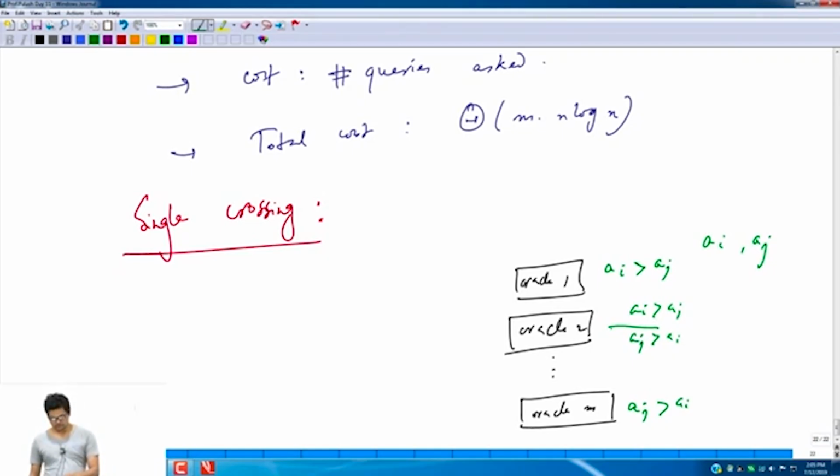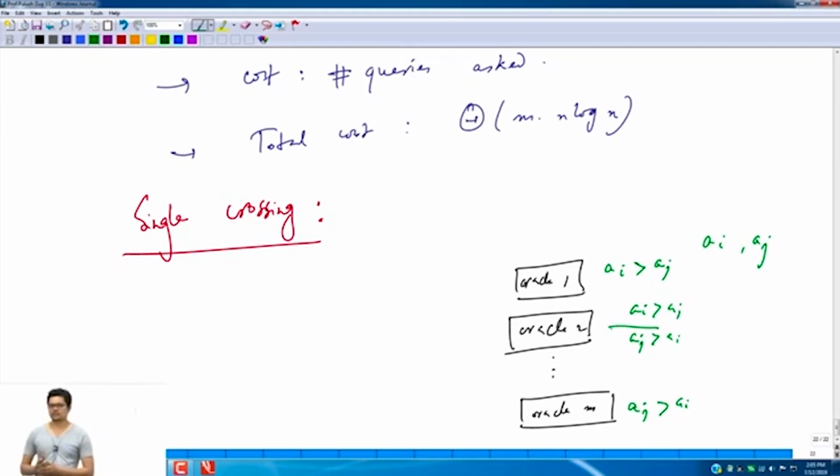Sure. So what is the assumption? There is an ordering of the oracles, oracle 1 up to oracle n, and if I look at any pair of alternatives, any pair of objects, either all of them agree, all of them say one is greater than the other, there is no difference, or if there is a difference, then there is only one crossover based on this ordering. This ordering is fixed: oracle 1, oracle 2, up to oracle n. I won't change the ordering of the oracles. So that's the single crossing ordering.